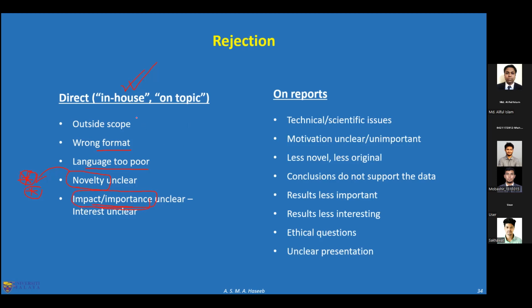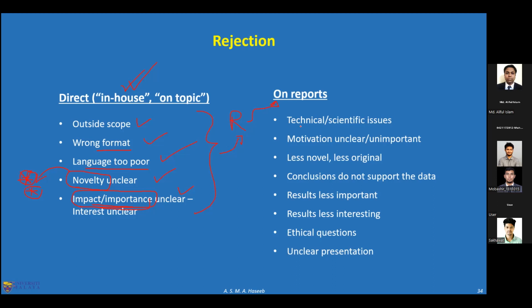Once you pass all of this, so your paper is not in the wrong format, your language is good enough, novelty is okay, impact is okay, then they will send it to the reviewers. And reviewers now will give their report. And in that report, they may accept or they may reject.